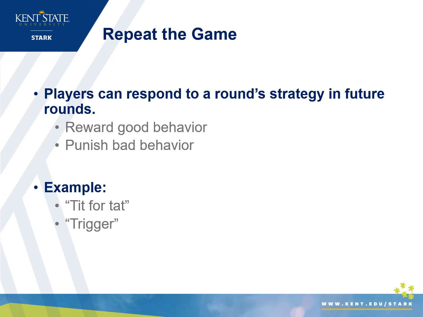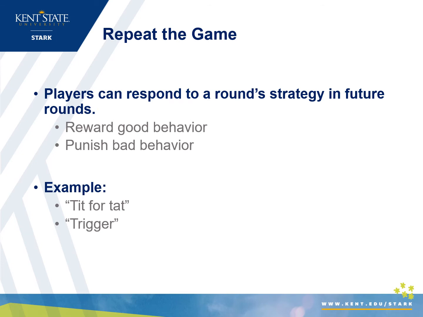In this case, what we've just opened up is the possibility that players can respond to a particular round's strategy in future rounds. That allows them to reward good behavior in the future and to punish bad behavior in the future. A couple examples of that. One is what we call a tit-for-tat strategy. A tit-for-tat strategy is basically a copycat strategy. Whatever you did in the previous round, I will do this round. So if you were loyal to me in the previous round, I will be loyal to you in this round. If you betrayed me in the last round, I will betray you in this round.